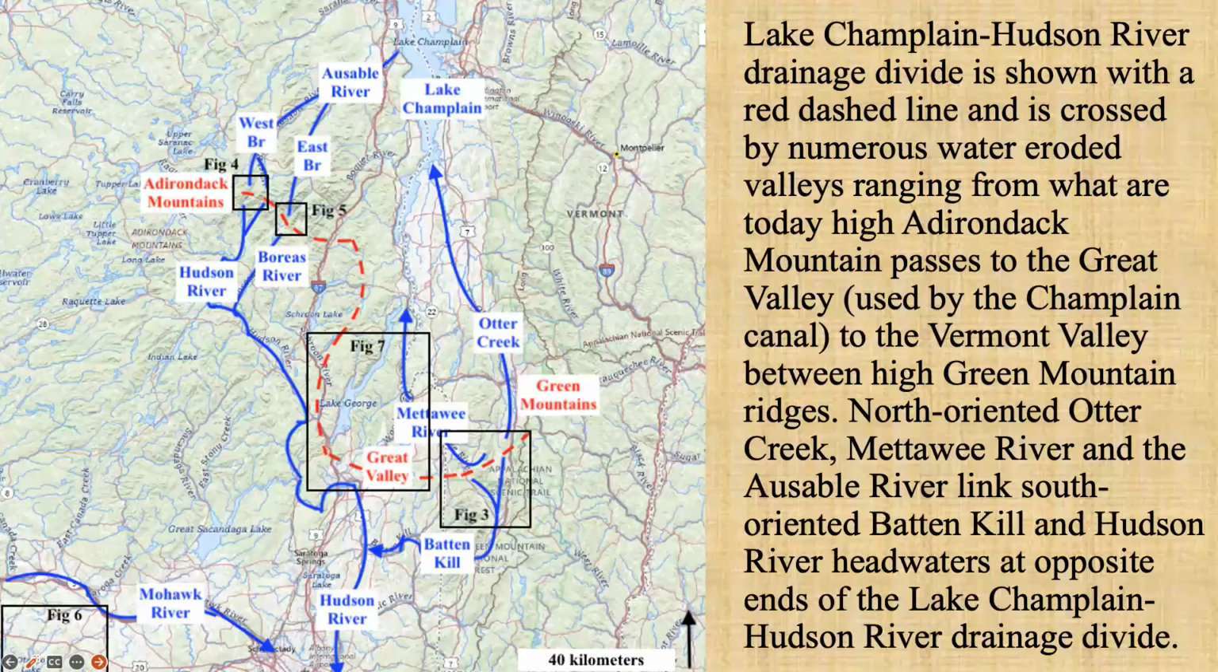Now, this is a detailed map here of the region that we're going to be discussing. And I mentioned that we have diverging and converging valleys. And if we look at the drainage divide, which is shown with the dashed red line here, the streams that go north from it, and I've shown the major streams here going north.